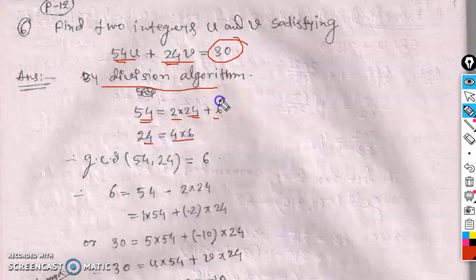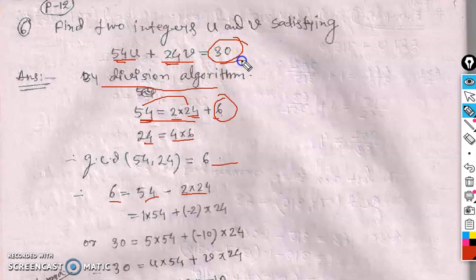So it's proved that the GCD of 24 and 54 is 6. That means, according to the theorem, the GCD can be represented in the form au plus bv. So exactly for that reason, 6 can be written as 54 minus 2 into 24. The question is, how can I find this equation?